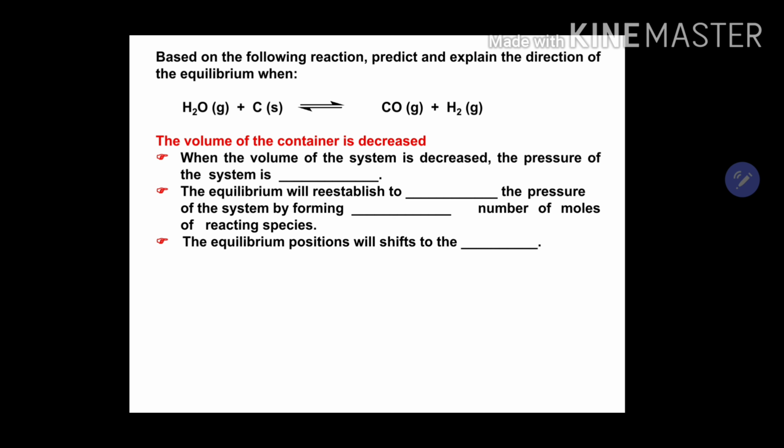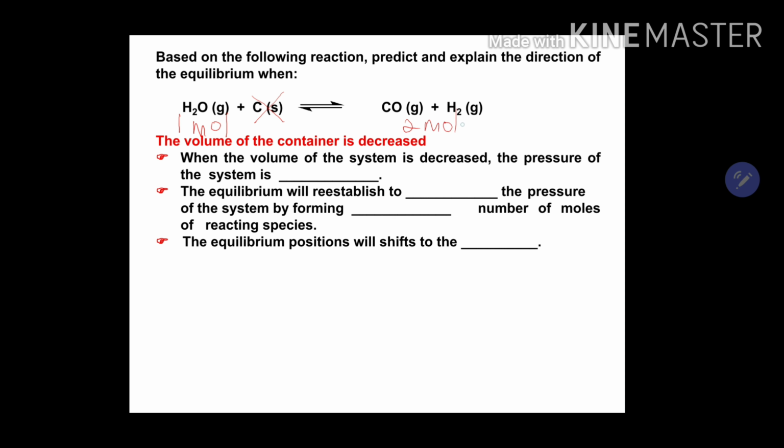Based on the following reaction, predict and explain the direction of the equilibrium when 1 mole of H2O gas plus 1 mole of carbon solid produce 1 mole of carbon monoxide gas, CO, plus 1 mole of H2 gas. Because the carbon solid remains constant, we only consider 1 mole of H2O gas on the left hand side, while we have 2 moles of gas on the right hand side.